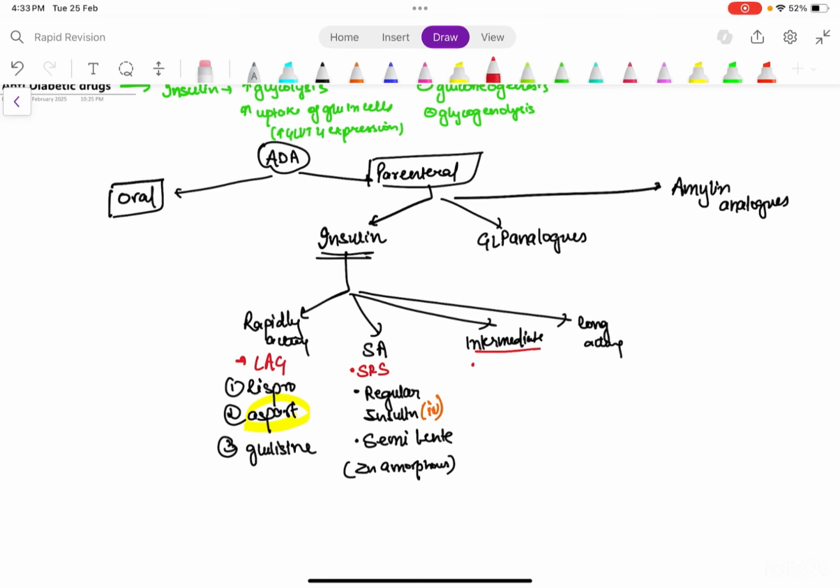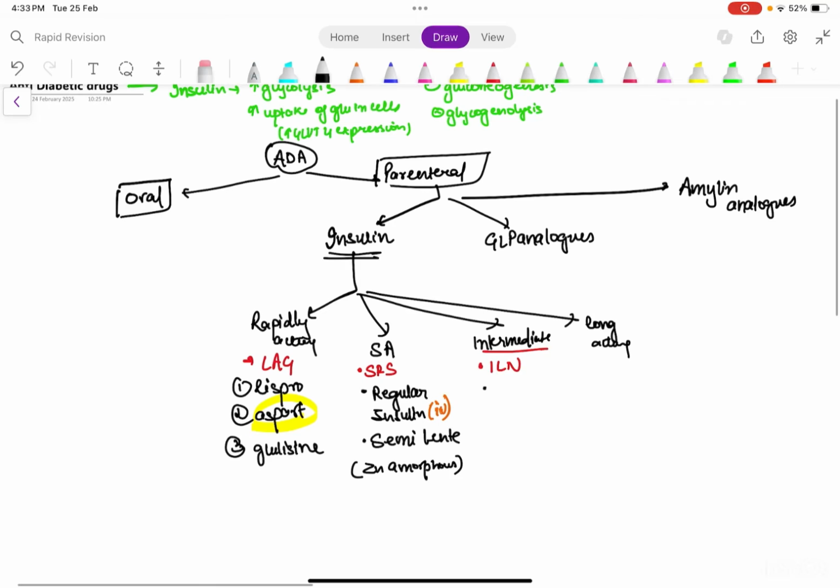Now to remember intermediate acting, you have to remember ILN. So from L we have lente, and by N we have NPH. NPH is nothing but neutral protamine hagedorn, and it is also called isophane.